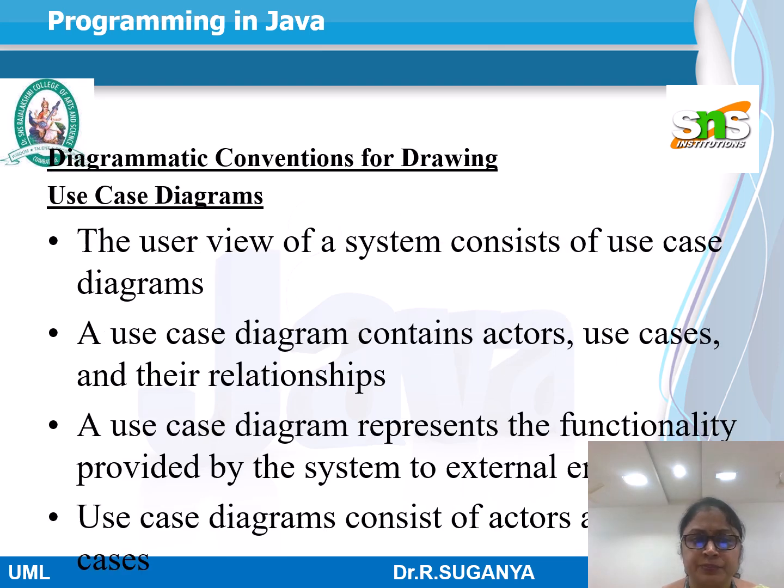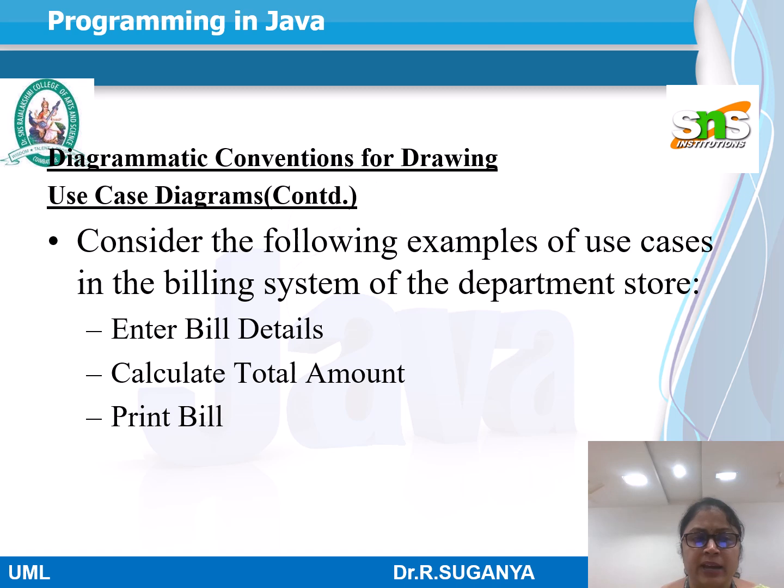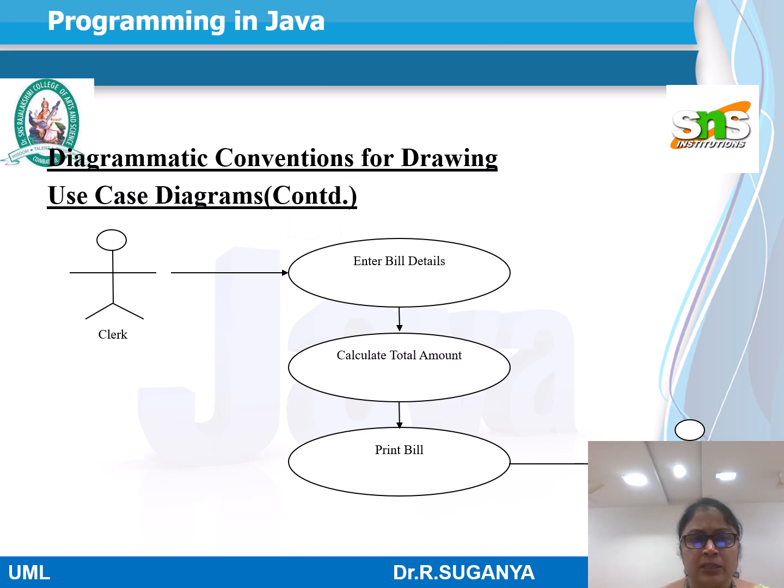Now the use case diagram. This is the actor's name, and the use case name is represented in an oval. We have entering bill details, totaling the amount, and printing the bill for a billing system. These are the functionalities of the billing system, and we can have a UML diagram for it: the clerk entering the bill, calculating the total amount, printing the bill, and the end user. So we can see the flow of the billing system. We can also have this in our projects.